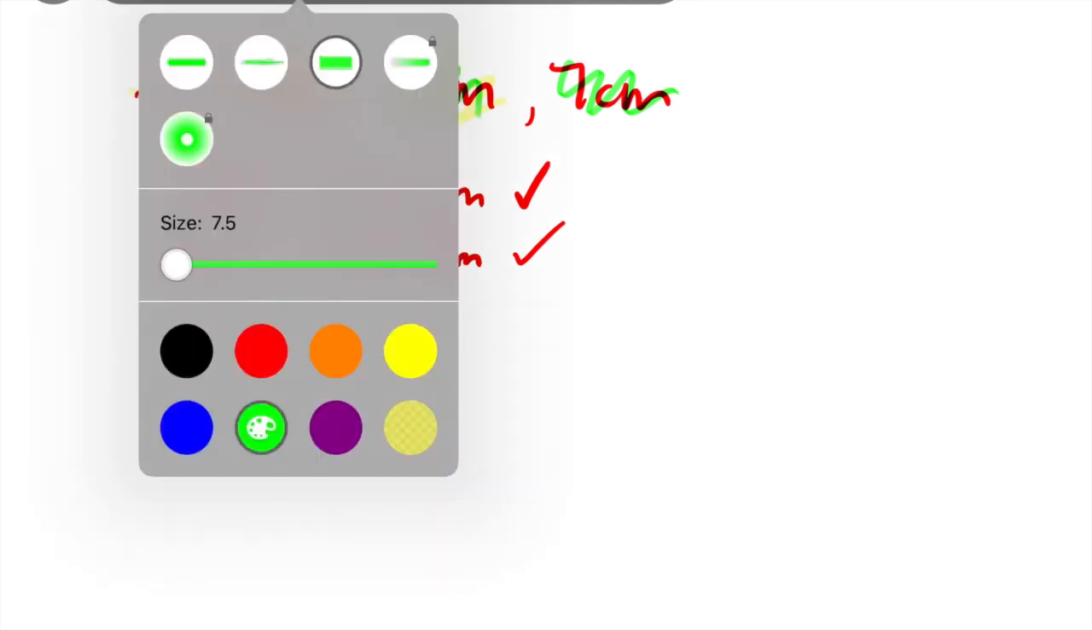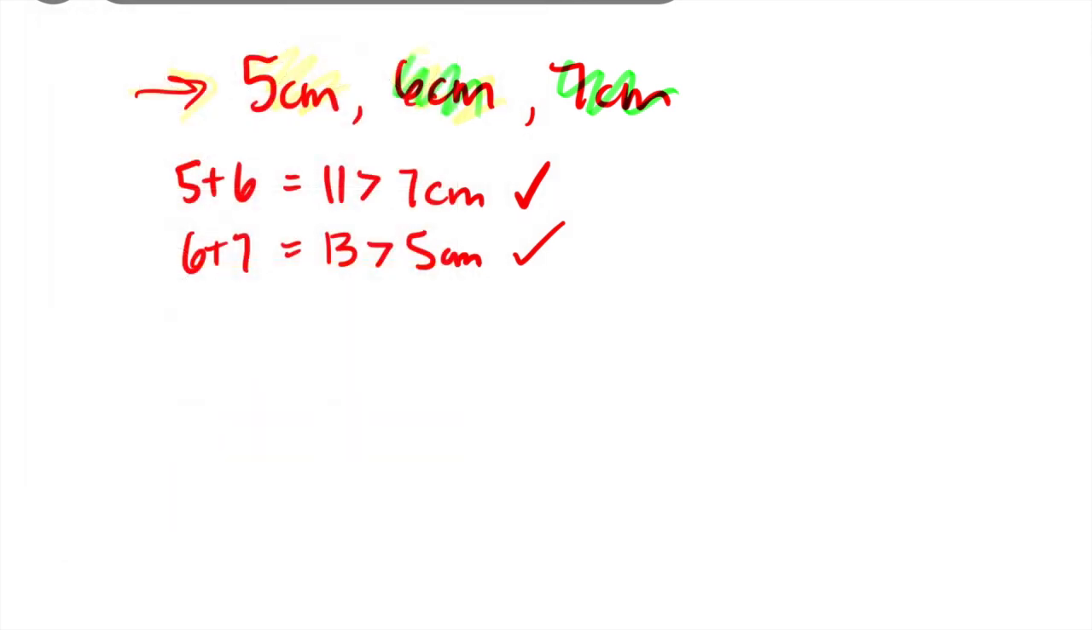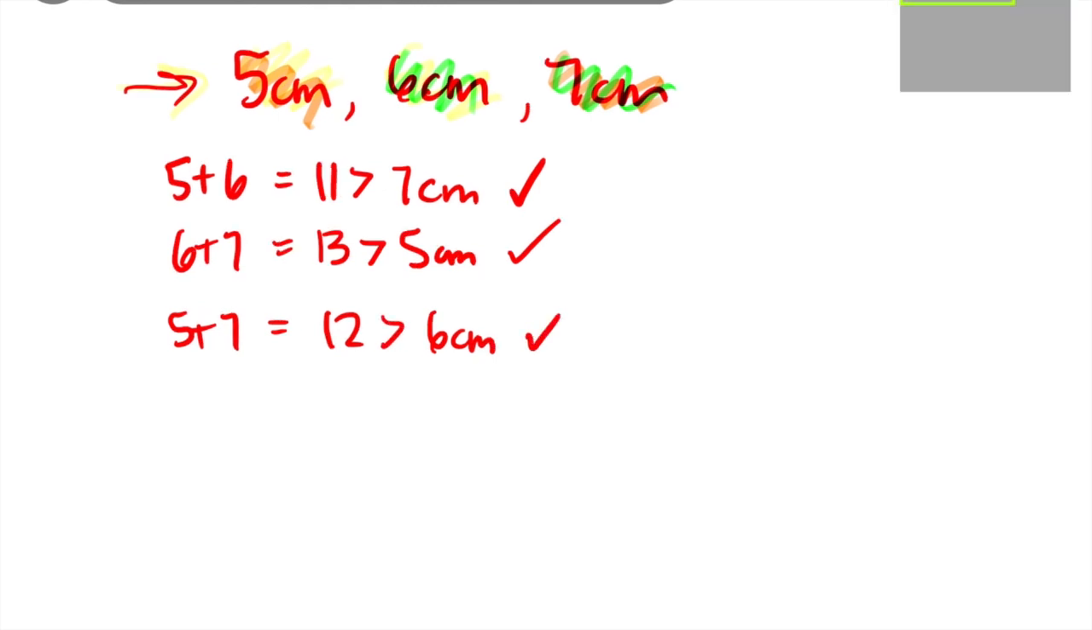And the last side lengths that need to be checked are 7 centimeters and 5 centimeters. So 5 plus 7 is 12. And the third side length is 6 centimeters. And 12 is greater than 6 centimeters. So that side length checks out. So we could have a triangle with the side lengths of 5 centimeters, 6 centimeters, 7 centimeters. It is possible to make that triangle.